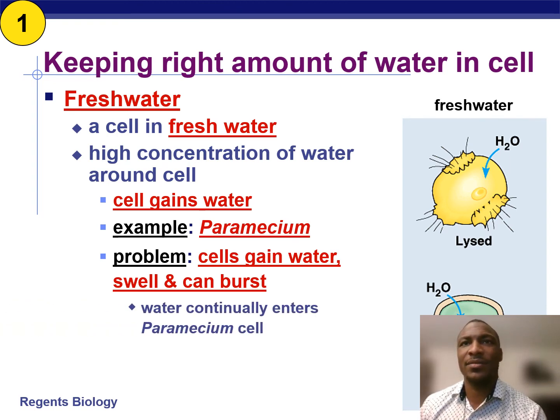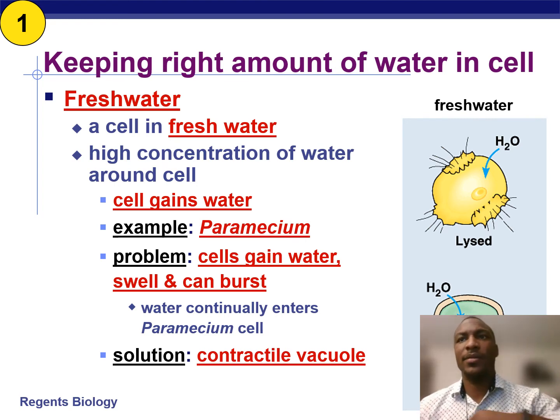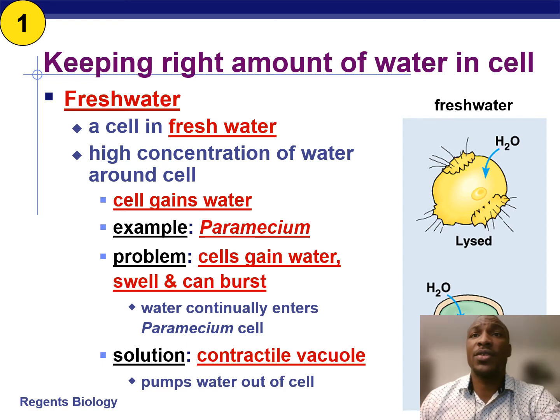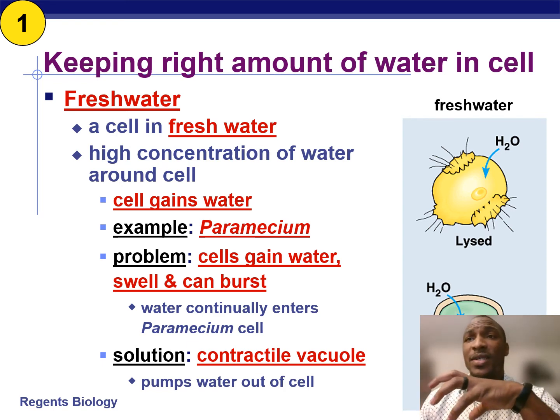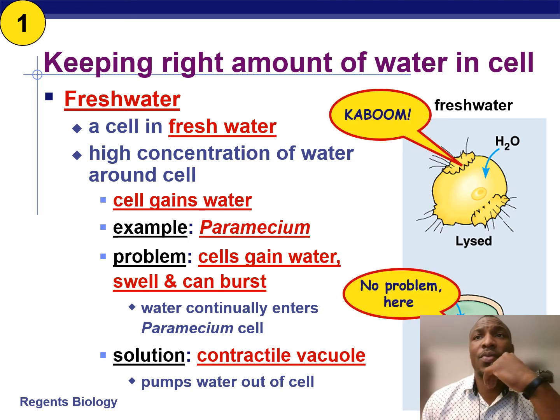That's not good. Water continuously enters the paramecium cell, and the solution is the contractile vacuole. Remember, vacuoles store water, right? These vacuoles can hold some of that excess water to keep the cell from popping and dying. This is why vacuoles are so important, because they store extra water. They can also pump water out of the cell using active transport, moving it from low to high, because I'm trying to get it out. I don't want that anymore.